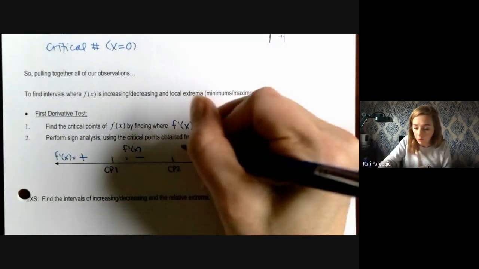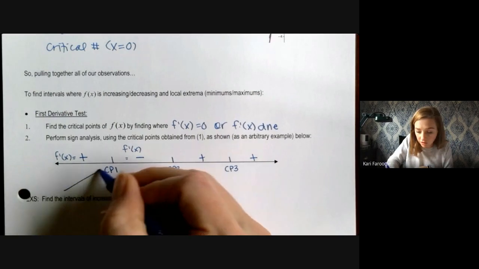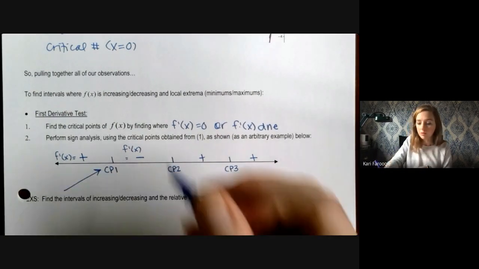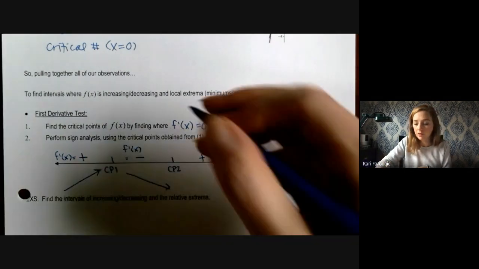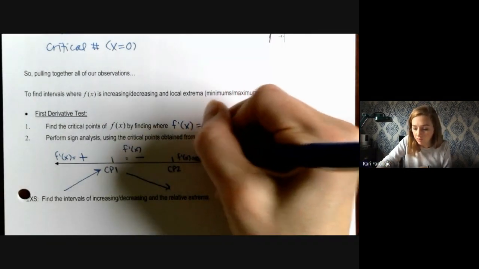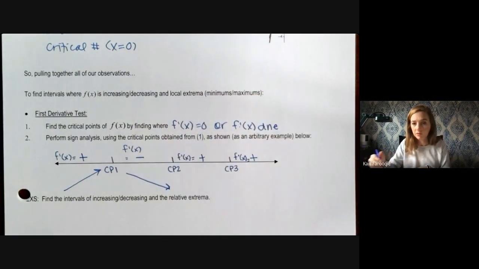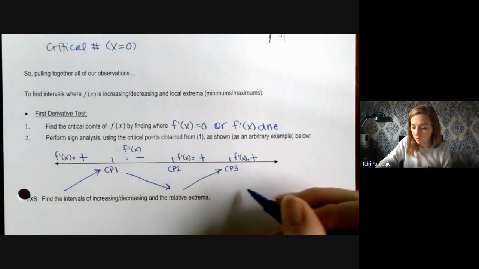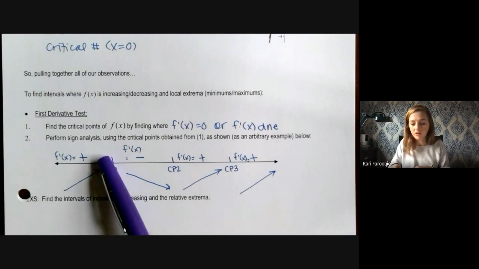If we had that, well, we know that when f prime of x is positive, the function is increasing. We know that when f prime of x is negative, it means the function's decreasing. So maybe I'll say f prime of x equals positive and positive. So that means on this interval, I'd be increasing. And then on the last interval, I'd also be increasing. So something like this.